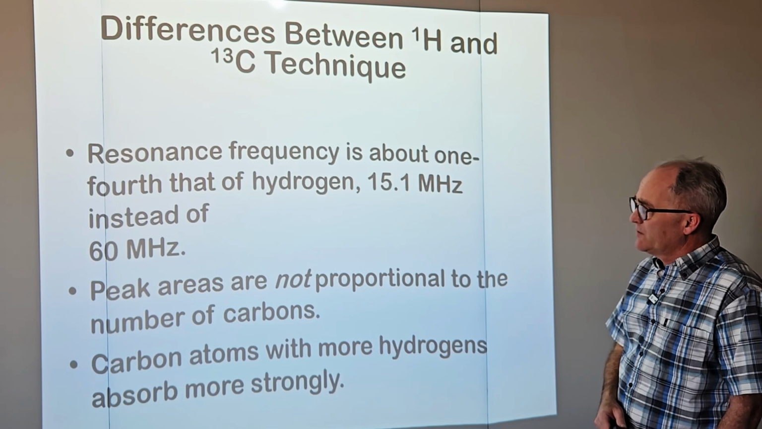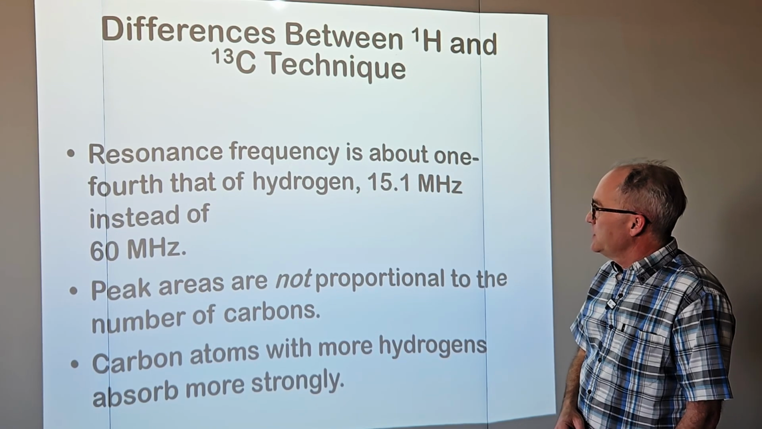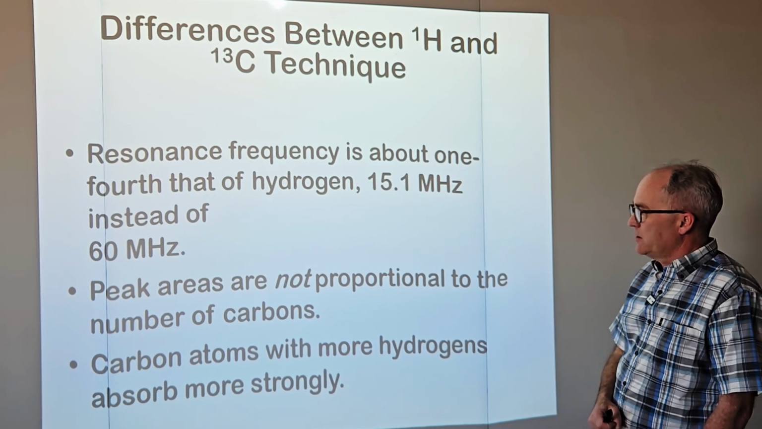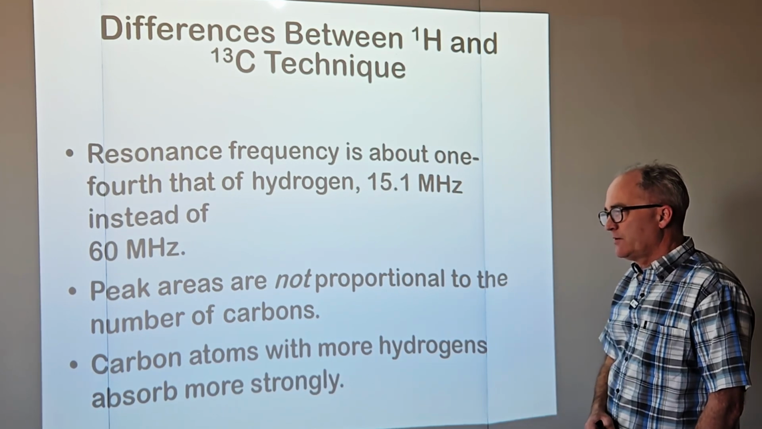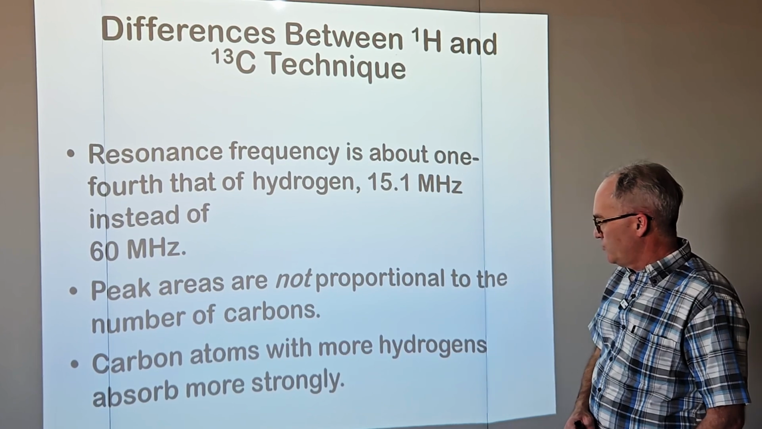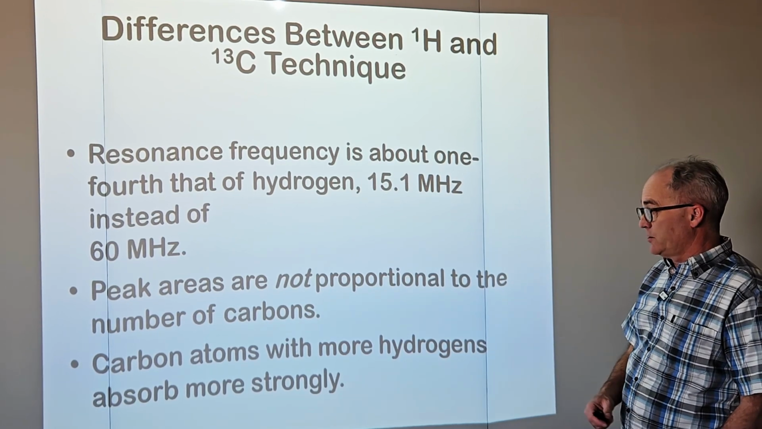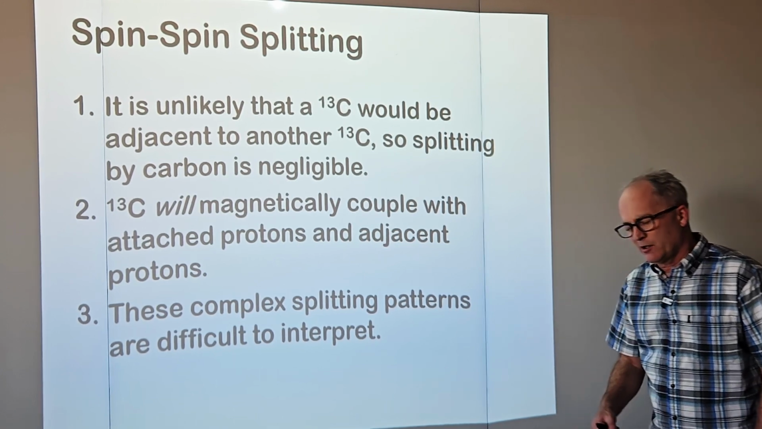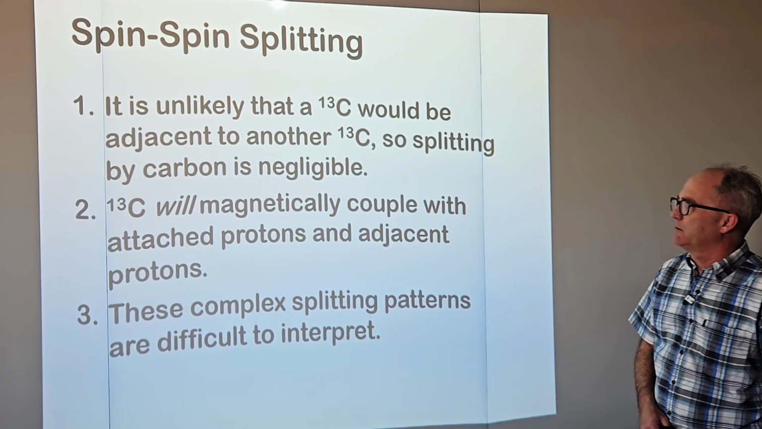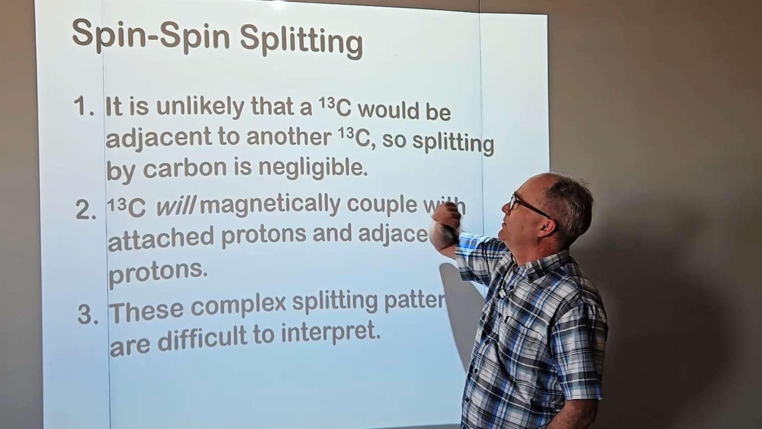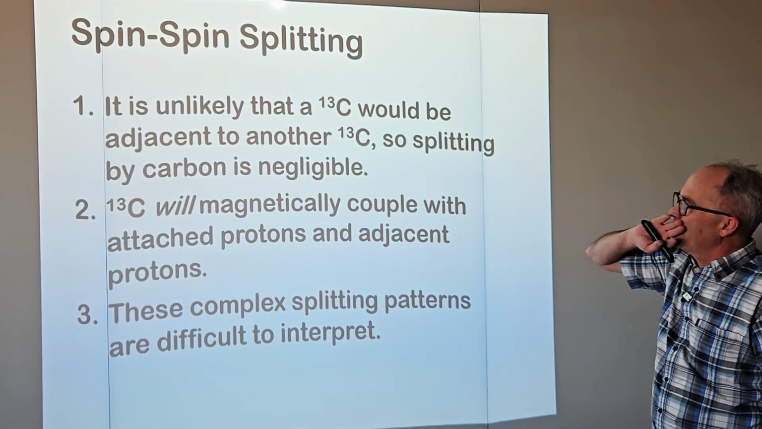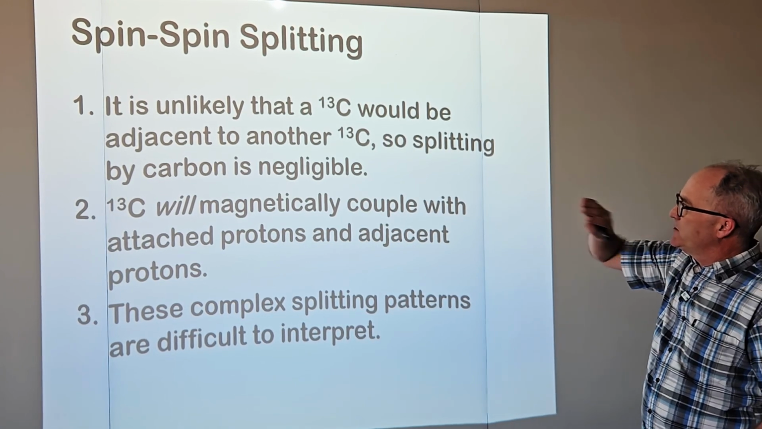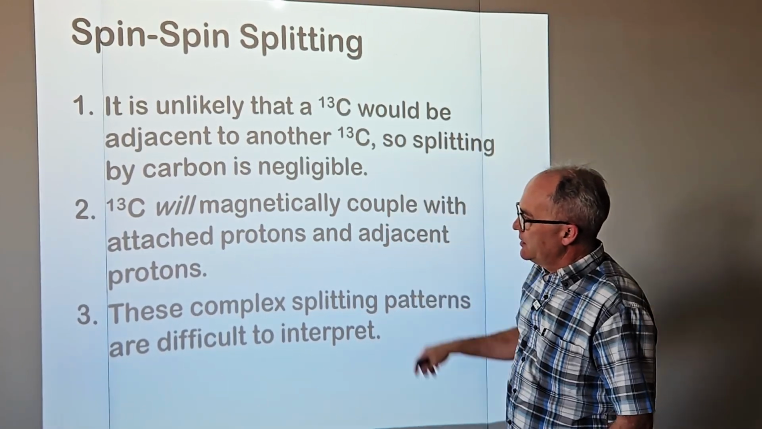So what are some of the differences? Resonance frequency is about 1/4 of hydrogen. Peak areas are not proportional to the number of carbons. Carbon atoms with more hydrogens absorb more strongly for some reason. If a carbon-13 was adjacent to another carbon-13, it could split that signal, but available at only 1%, we never see that. It is unlikely that a carbon-13 would be adjacent to another carbon-13. So signal splitting by carbon is negligible.